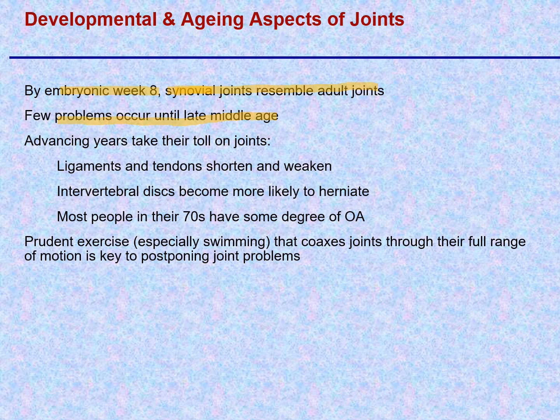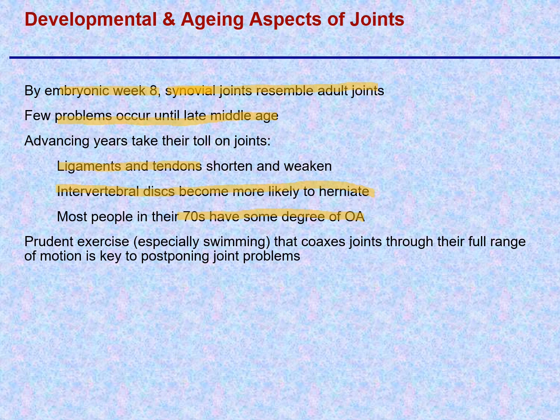The ligaments and tendons will shorten and weaken. They become more fragile, in fact. Discs between the vertebrae are more likely to herniate. They're more likely to bulge out, and that's not good. If you look at almost, and not everyone, some people are lucky, but most people by the time they hit their 70s will have some degree of involvement, some of their joints will have osteoarthritis.